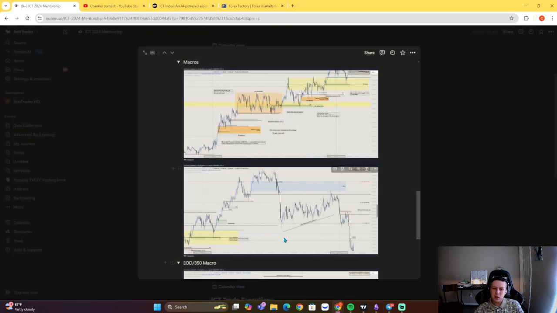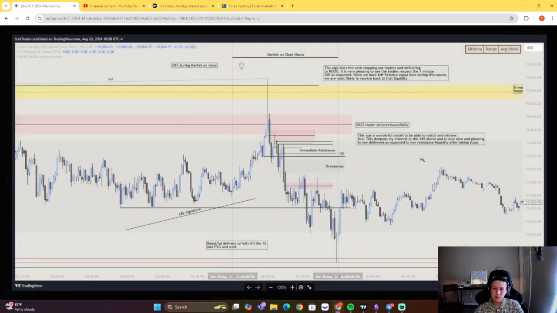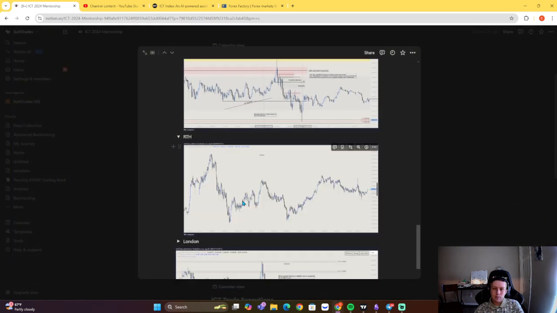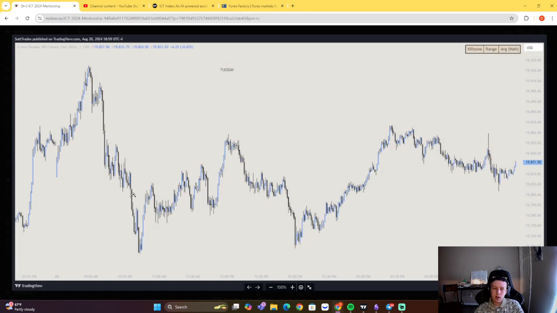And I don't really need to go over too much of that, honestly. But what I really want to look at, and we'll get into that last, is that 3:45 market on close macro. Here's regular trading hours. We have a gap here that gets used as support, and then it gets referred to.